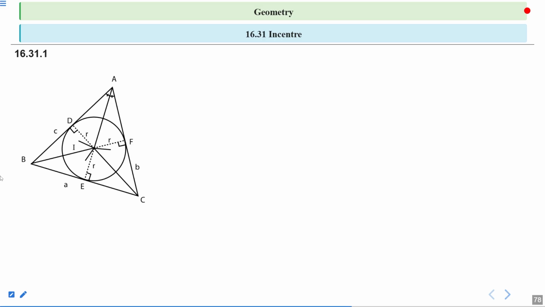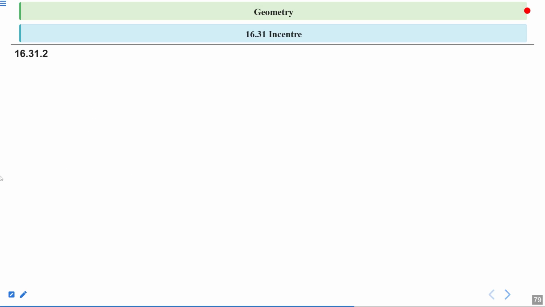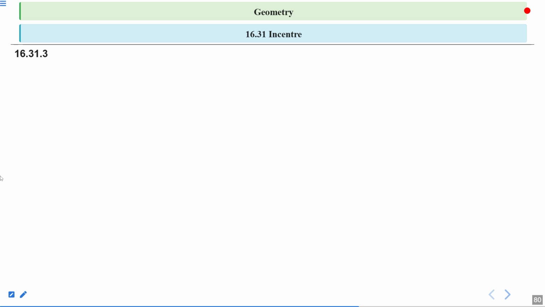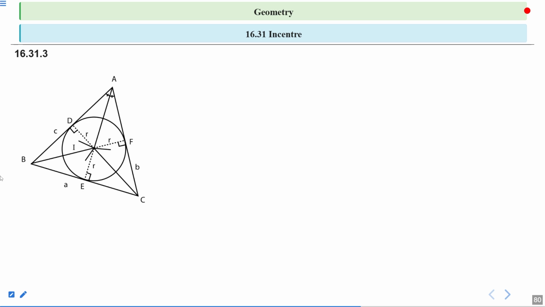Incenter. So this is the diagram of the triangle's incenter. So in triangle ABC, the sum of the sides divided by 2 is called the semiperimeter. Next one is incenter. This is the diagram of the incenter. To calculate the inradius, we get it by the area of the triangle divided by the semiperimeter. So inradius is area upon semiperimeter, we can say that.